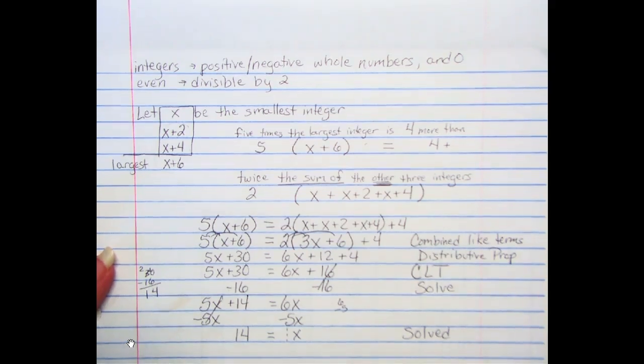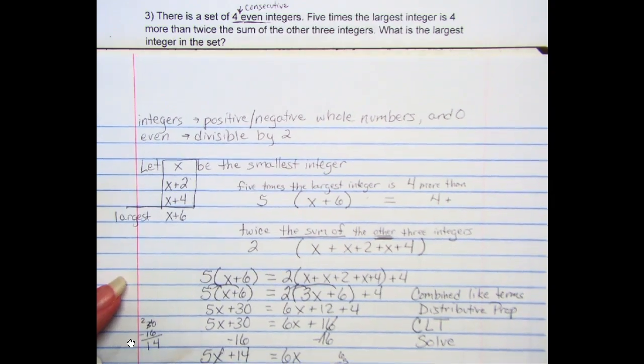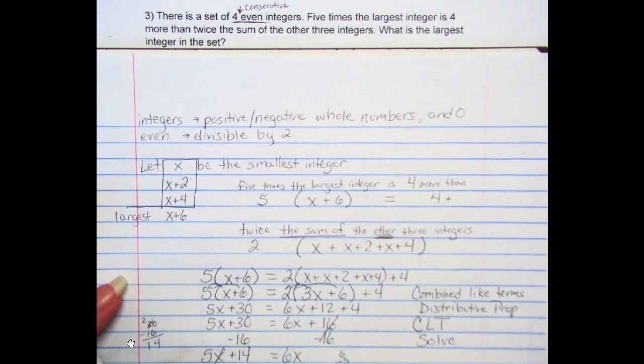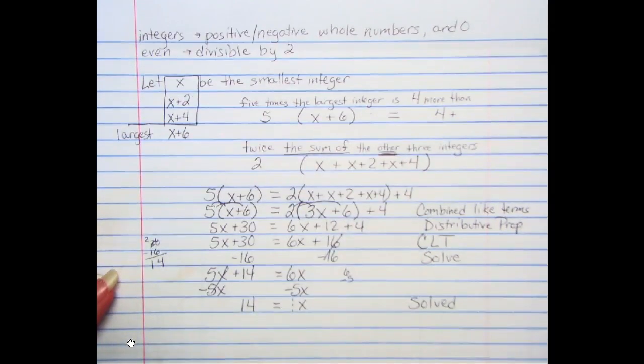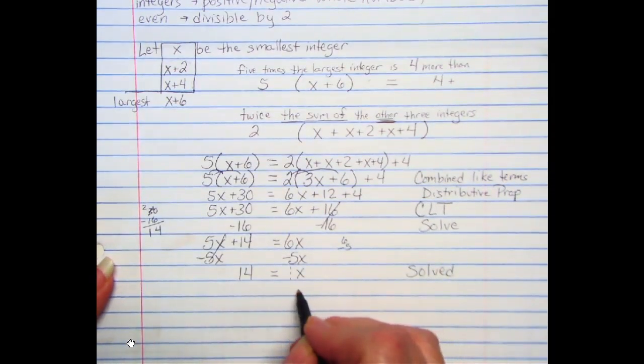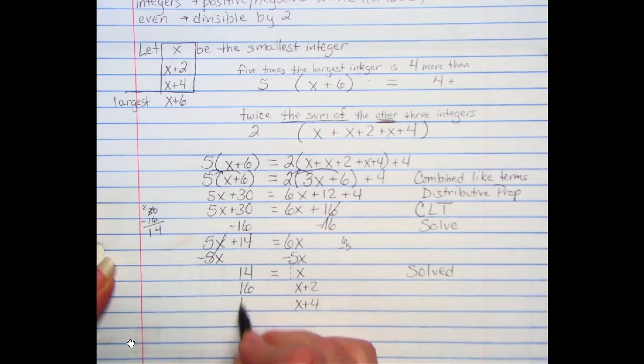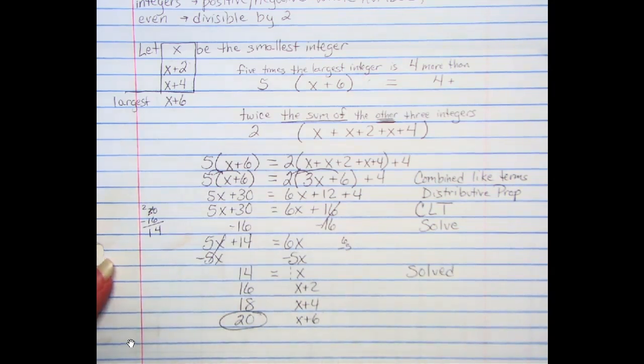But then I need to go back to my original question to see what they really want. They want to know what is the largest number in the set. Well, based on what I have, if x is 14, that's the smallest number. X plus 2 would be the next number. X plus 4 would be the third number. And x plus 6 would be my largest number, which is 20. And that is the answer.